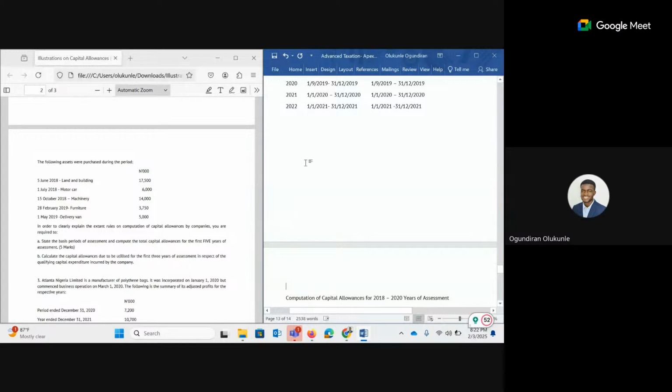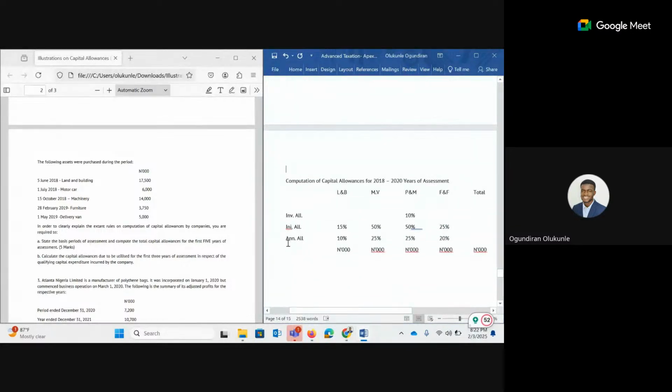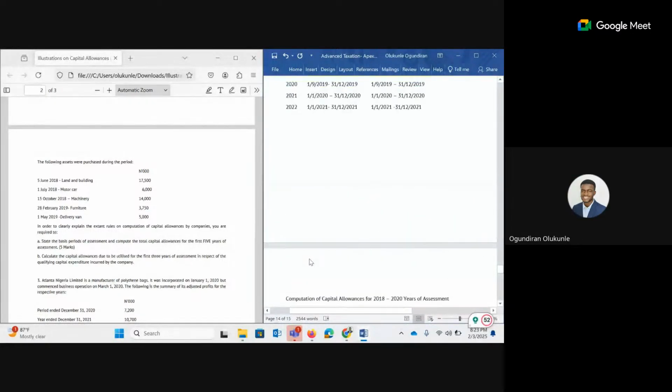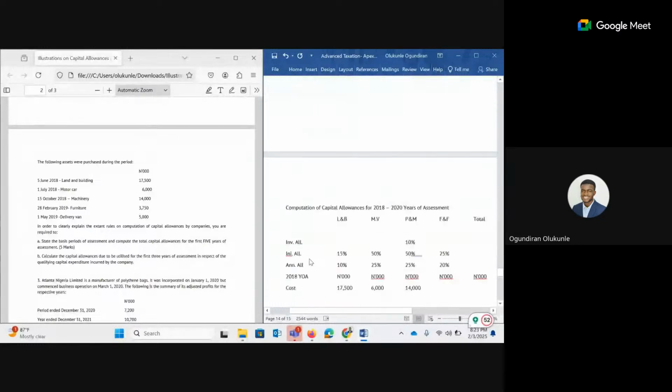I hope you're understanding. Now the first thing I want to solve is 2018 year of assessment. So the first asset I have here is building. I will say cost. What's the cost of building? 17,500. I have motor vehicle, 6,000. Plant and machinery, 14,000. I think that's all that was allocated to the first year, right? Yes, sir.